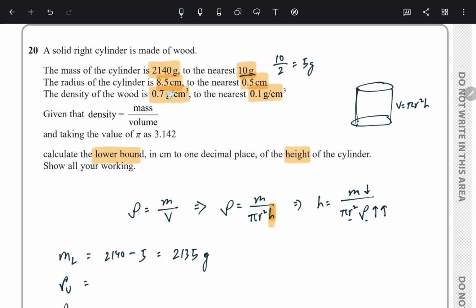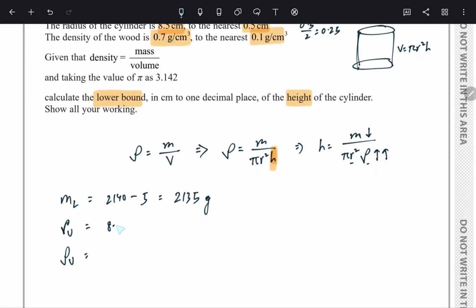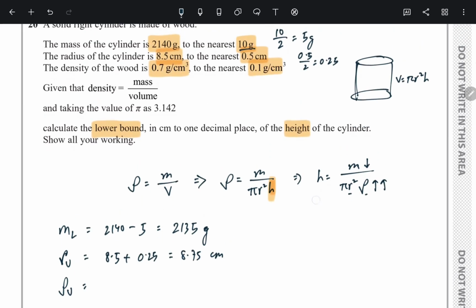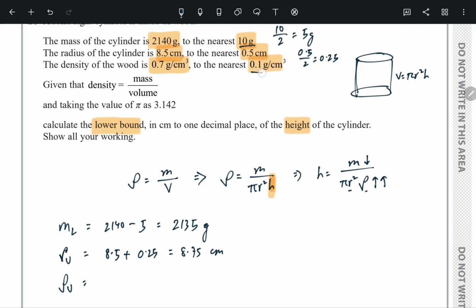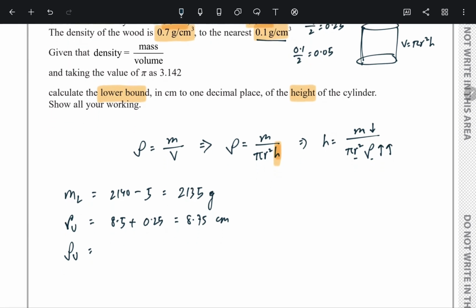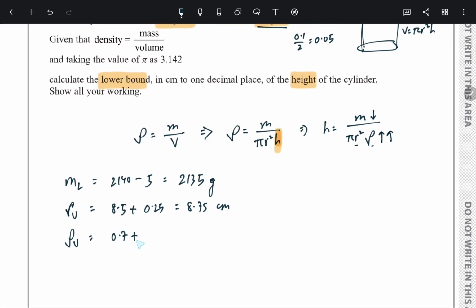And for the radius, it's 8.5 to the nearest 0.5 centimeters. So we have to do 0.5 divided by 2. That's 0.25. And for the upper bound, we want to add this value to the radius. So 8.5 plus 0.25. That's 8.75 centimeters. And for the density, it's given to the nearest 0.1. So 0.1 divided by 2 is 0.05. So we'd have to add 0.05 to 0.7 to get the upper bound. So 0.7 plus 0.05, that's 0.75 gram per cm cube.